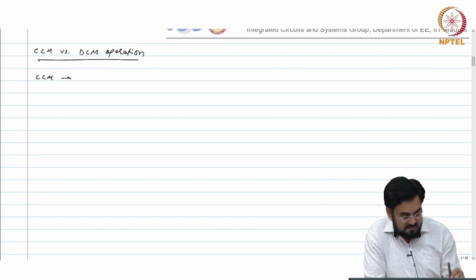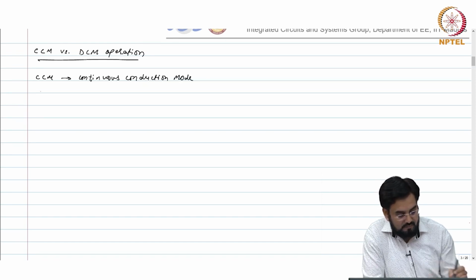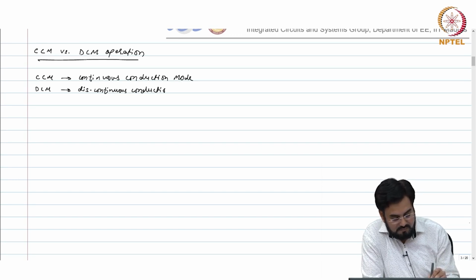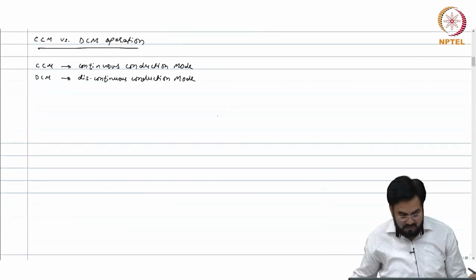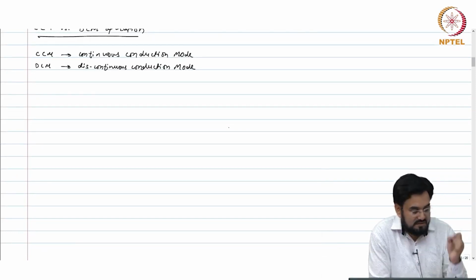So CCM stands for continuous conduction. Okay. So if you guys remember, we talked about synchronous and non-synchronous converter.